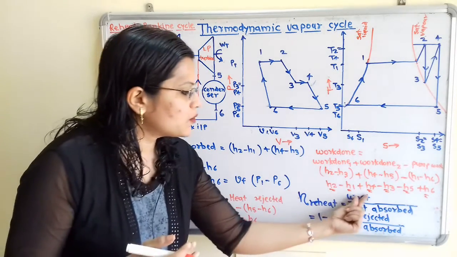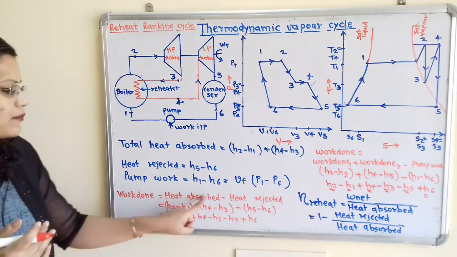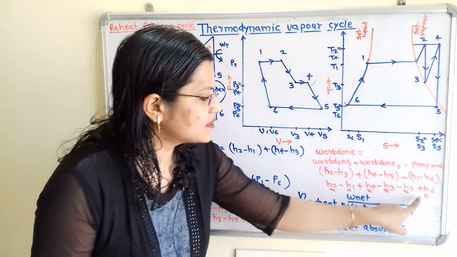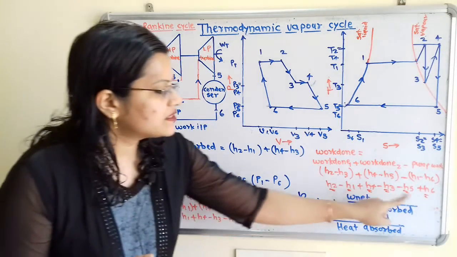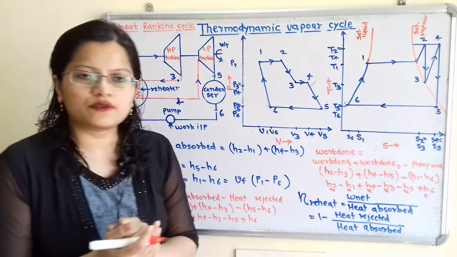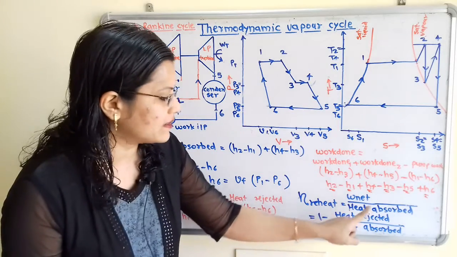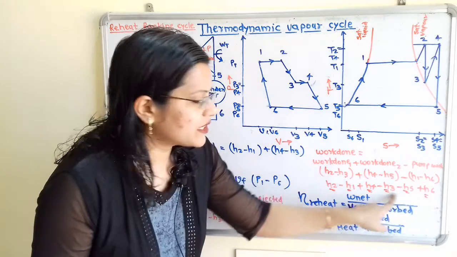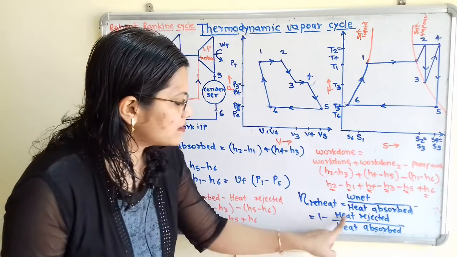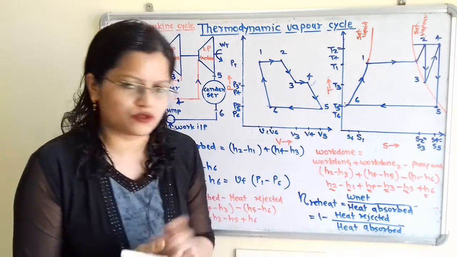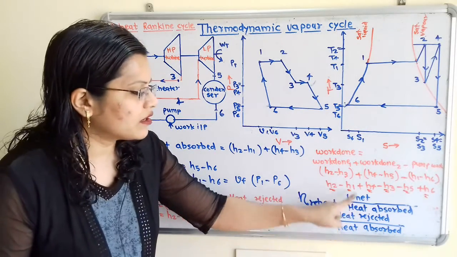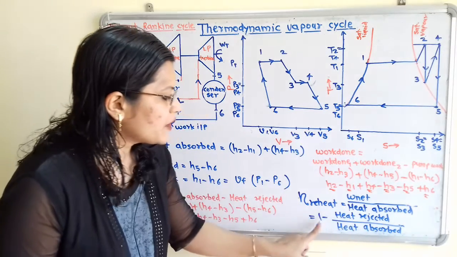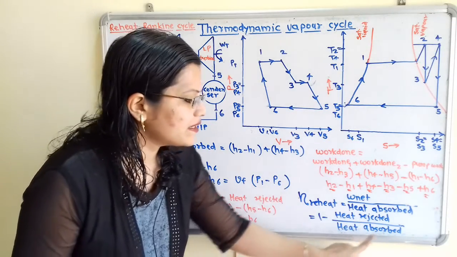So what is this W net? Again we will use heat absorbed minus heat rejected. If I write here heat absorbed minus heat rejected, then we will simplify this. Heat absorbed is getting cancelled. So 1 minus, in the numerator there is heat rejected. So 1 minus heat rejected divided by heat absorbed. So again we can use any one formula, that is W net by heat absorbed or 1 minus heat rejected by heat absorbed.